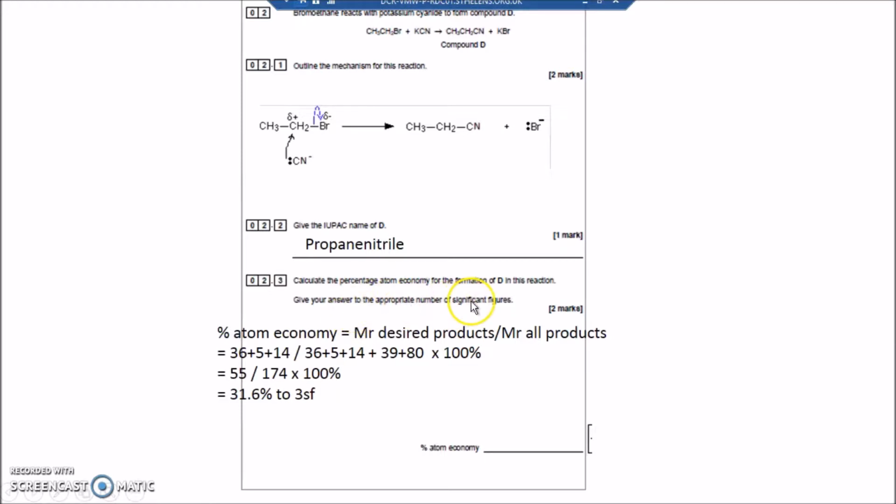It says the appropriate number of significant figures. I've decided to use 3 significant figures because most of my Mrs will be or could be to 3 significant figures.